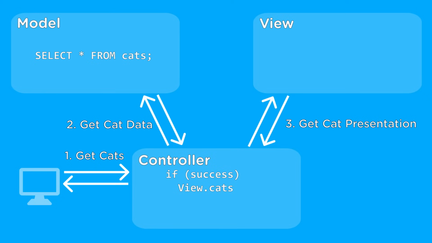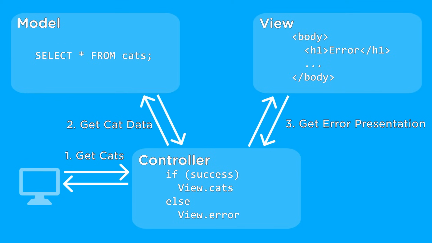This view would take the list of cats from the controller and render the list into HTML that can be used by the browser. The controller would then take that presentation and return it back to the user, thus ending the request. If earlier the model returned an error instead of a list of cats, the controller would handle that error by asking the view that handles errors to render a presentation for that error. That error presentation would then be returned to the user instead of the cat list presentation.